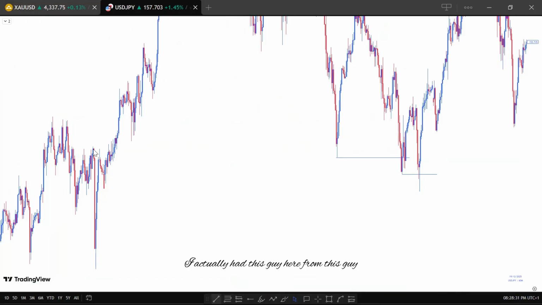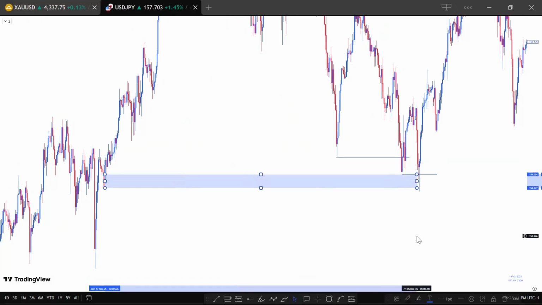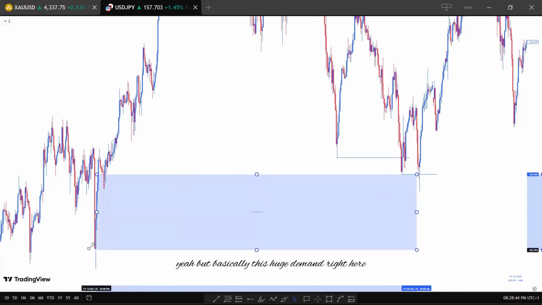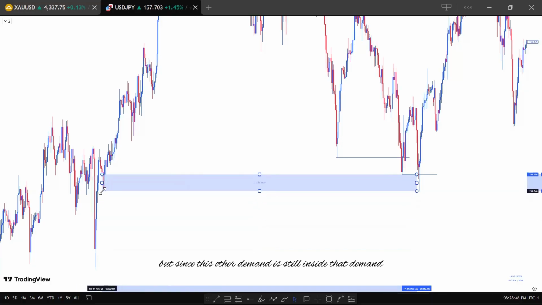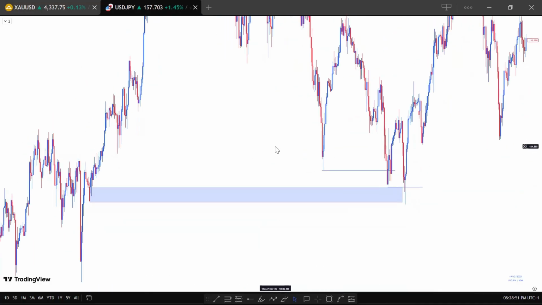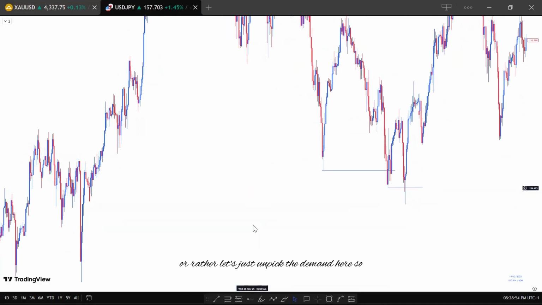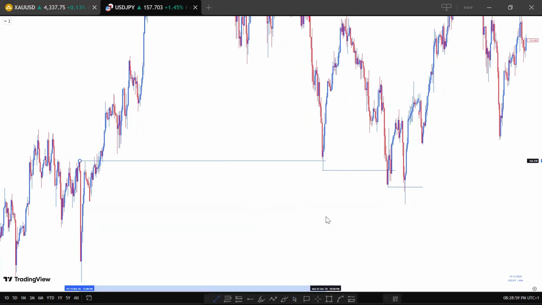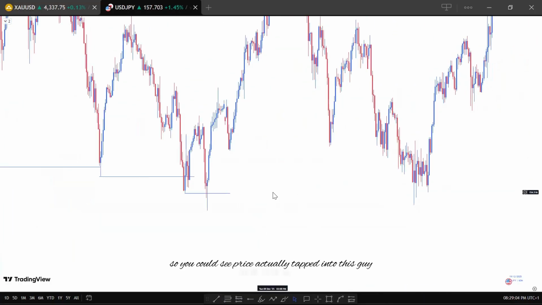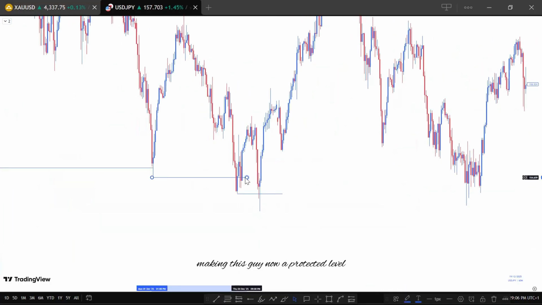I had this here, but we could just say price reacted off this, basically this huge demand right here. But since this other demand is still inside that demand, we are still good to go. Or rather, let's just pick the demand here for clarity's sake. All right, you could see price taps into this, making this now a protected level.